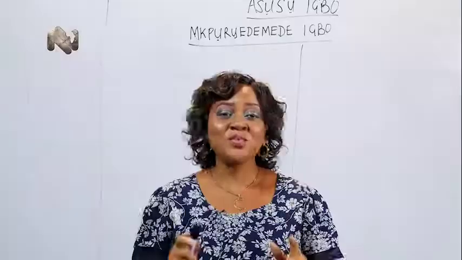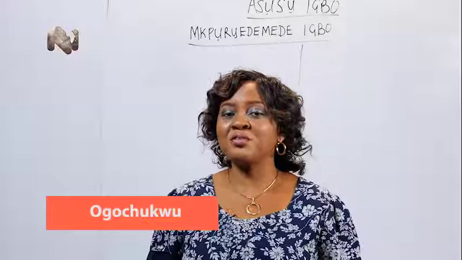Welcome to another episode of Asusu Igbo. Today, we'll be looking at alphabets in Igbo. Mkpụrụ edemede Igbo. There are 36 letters of the Igbo alphabet, 8 vowels and 28 consonants. Let's take a look at them on the board.